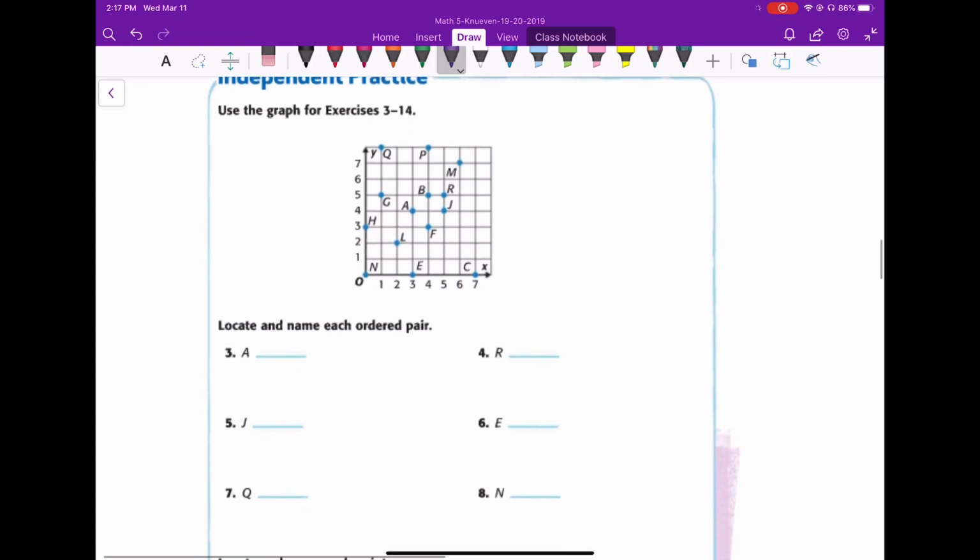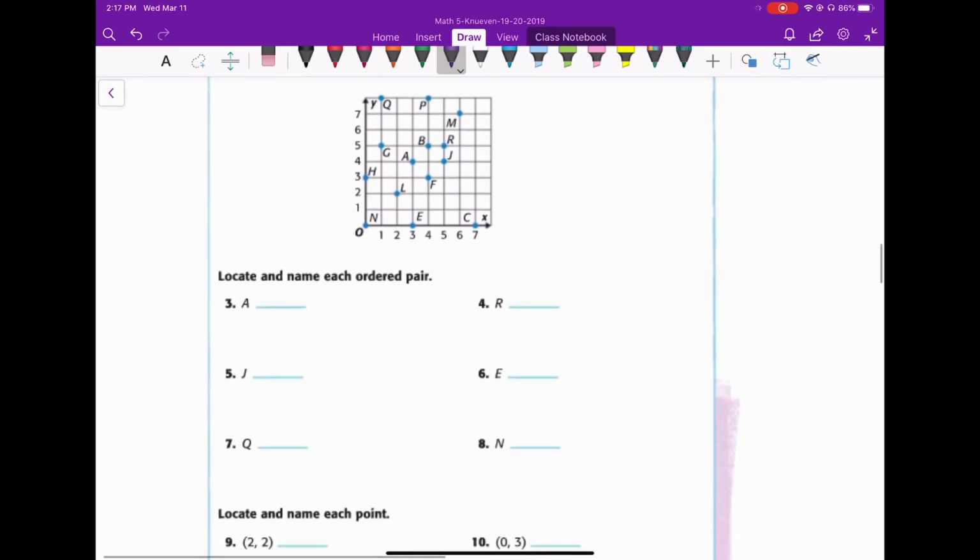All right, so let's go through some of this practice here. We're going to locate and name the ordered pair for where A is. All right, sorry, I had a phone call if you didn't hear the phone ring in the back, so we're back at this.